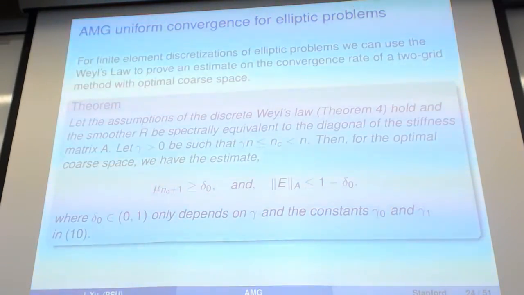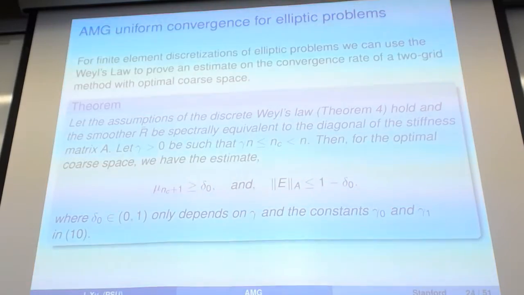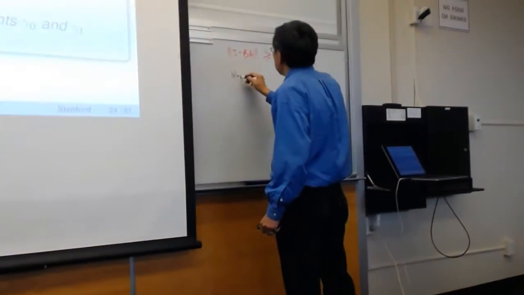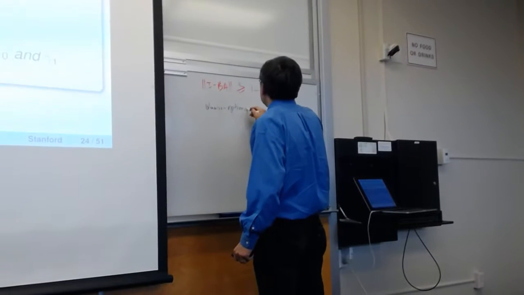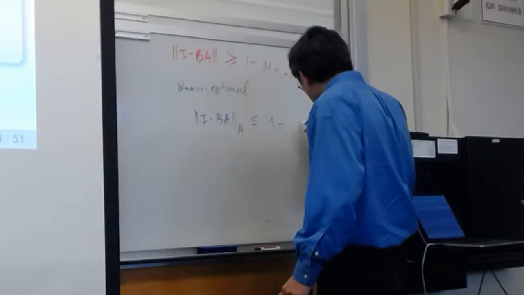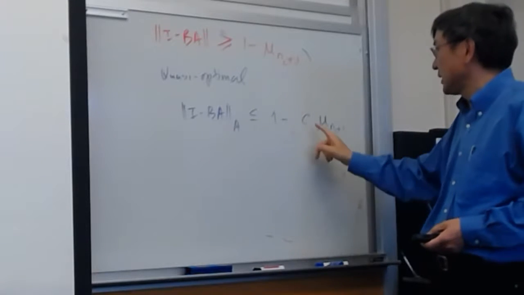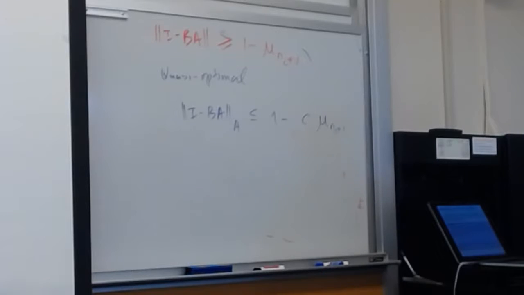Again, it's this minimax type of thing. So if you actually get an estimate that is bounded by this guy, then you are in good shape. When I say quasi-optimal, this is very important: I minus BA, in the A norm, is bounded by 1 minus, maybe a constant times mu_{nc+1}. It's a multiple, but this quantity should still be less than 1. Asymptotically, that would be the best you can hope for.